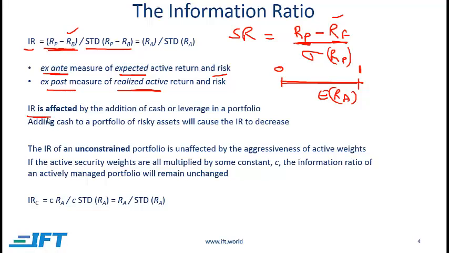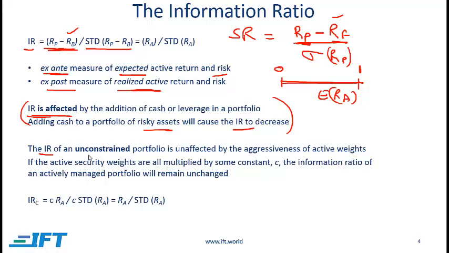The information ratio is affected by the addition of cash or leverage in a portfolio. Adding cash to a portfolio of risky assets will cause the information ratio to decrease. Now, this is where the information ratio is different from the Sharpe ratio. With the Sharpe ratio, adding cash or adding leverage does not change the Sharpe ratio.